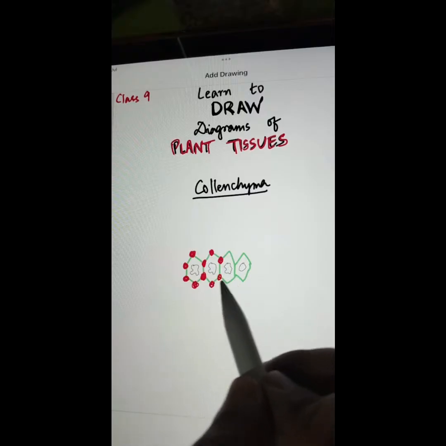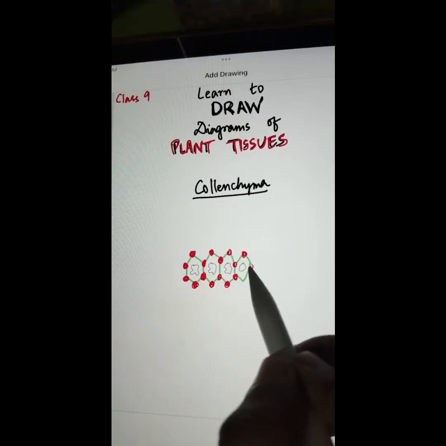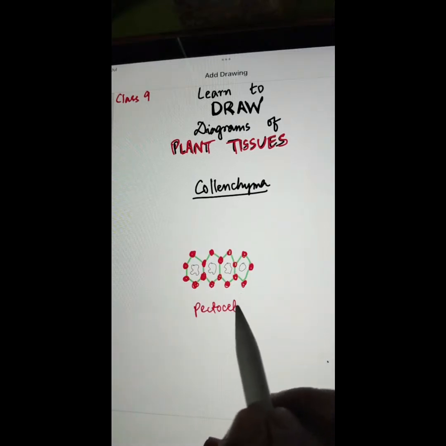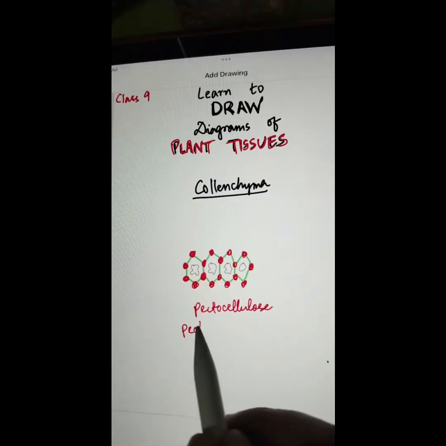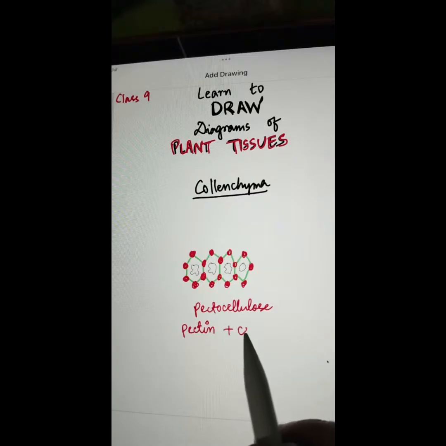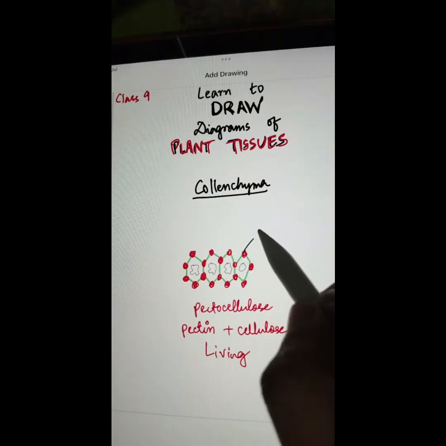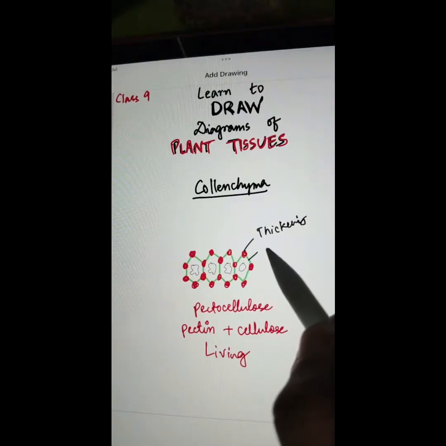So thickening is present in the form of angles, and the thickening material in the case of collenchyma is pectocellulose. So thickening in the case of collenchyma is pectocellulose, which is made up of pectin plus cellulose. And they are the living tissues in plant. So this is the thickening in case you want to label. This is the thickening. This is the cell wall.